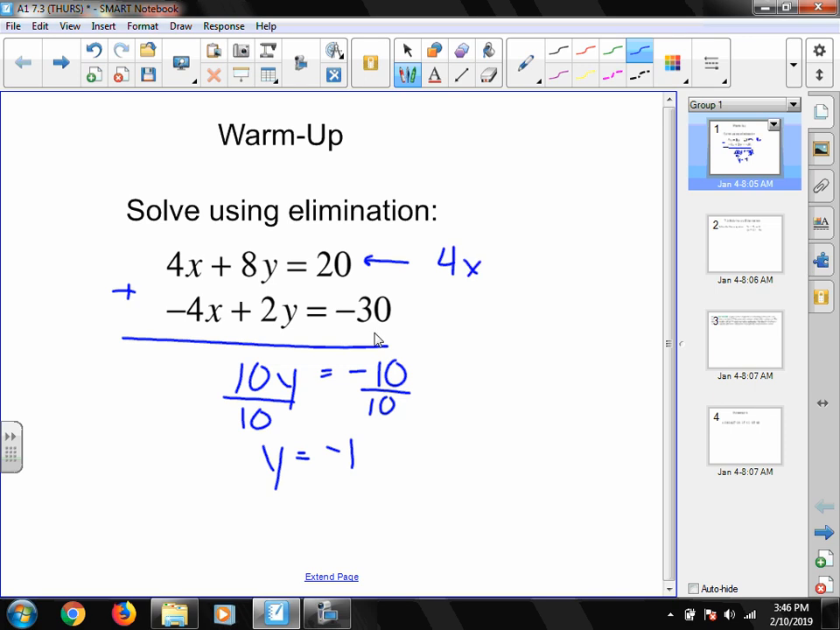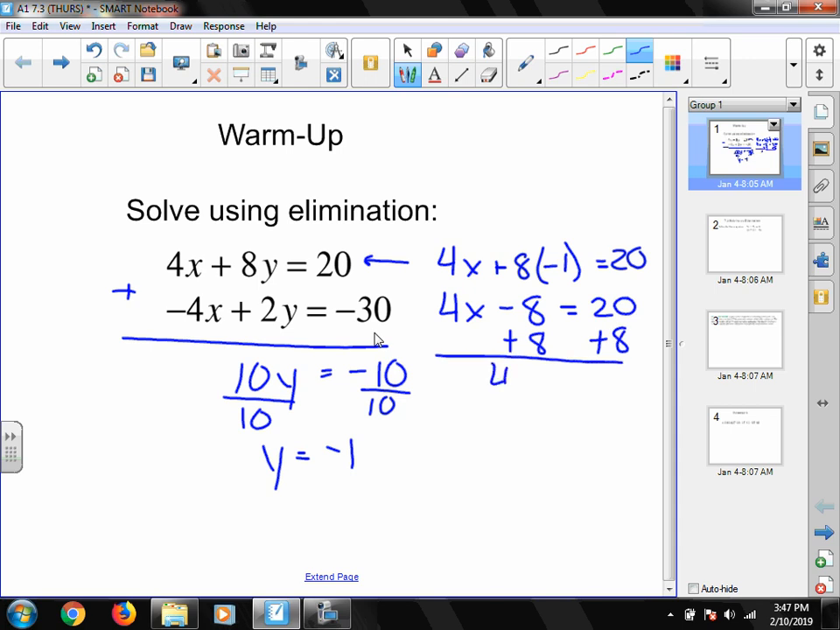You end up with 4x plus 8 times negative 1, see if that equals 20. And 4x minus 8. 8 times negative 1 is negative 8, so I just change signs there. And that's going to equal 20. I add 8, I add 8. And I go 4x equals 28. Divide by 4, divide by 4. And I get that x is equal to 7.